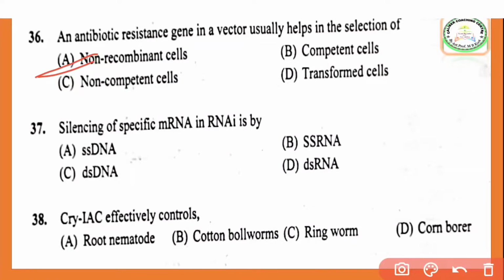Silencing of specific mRNA in RNAi is by, question number 37, dsRNA. It is option C, sorry, it is not option C. So it is option D, dsRNA. Yes. Question number 38.